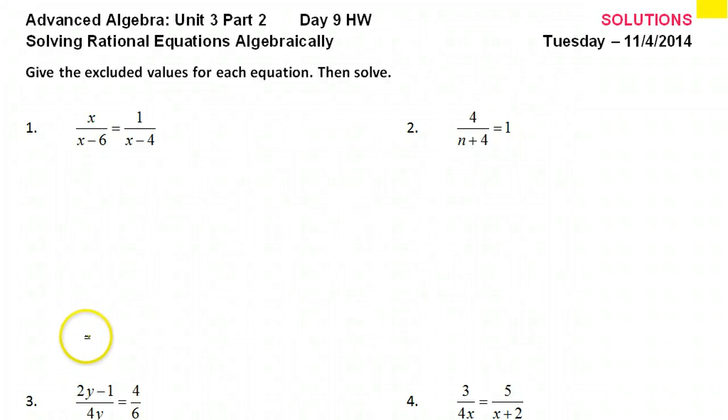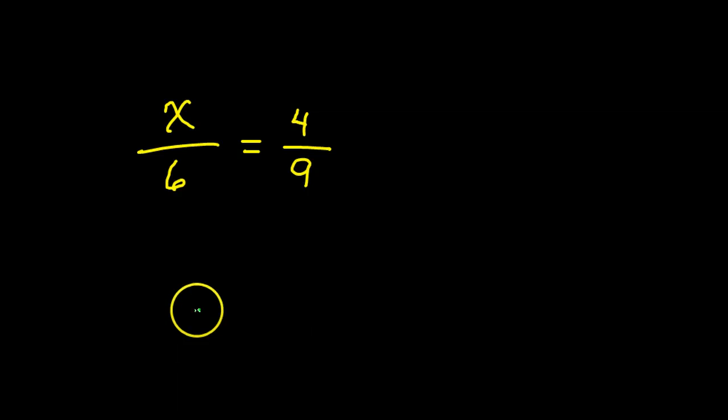Alright, this video is about solving rational equations such as these algebraically, so we won't be using a graphing calculator. First of all, do you remember how cross multiplying worked? If we had a fraction set equal to a fraction and there was an unknown that we were trying to find, we could multiply the diagonals to form a new equation.